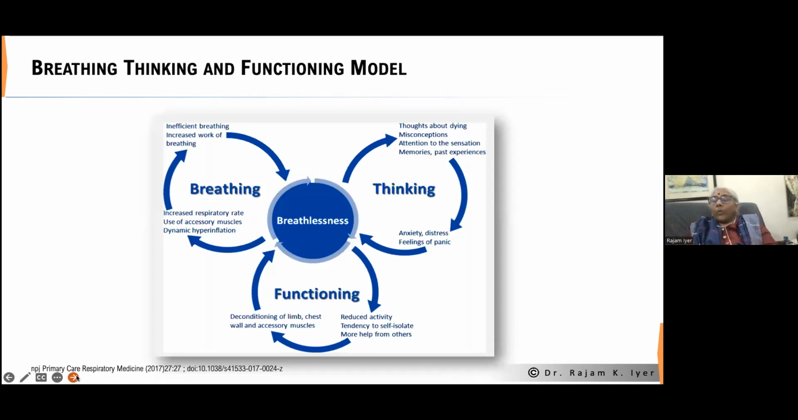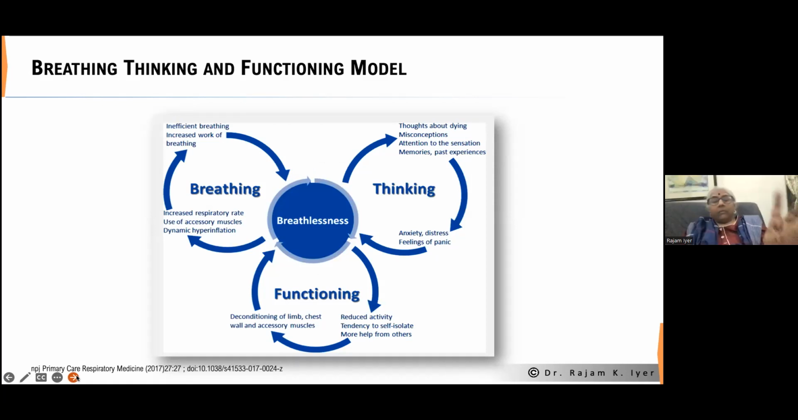So you all know about this breathing, thinking, functioning model, which affects all our patients who are chronically breathless. Is there somebody who can explain the breathing, thinking, functioning model so that I don't have to talk about it? Everybody is aware of it? Yes, no, maybe? You told us last time, ma'am, but we are not remembering it.